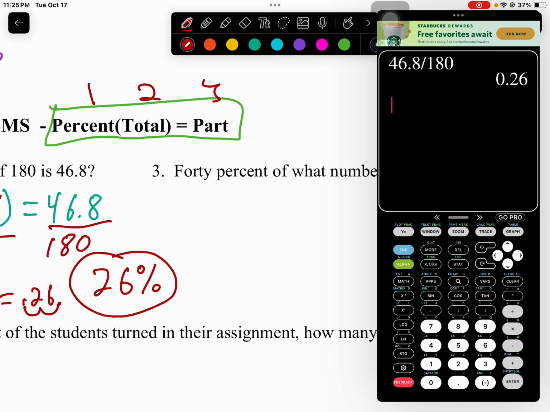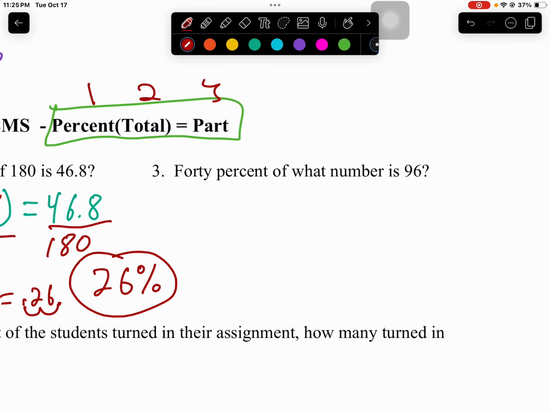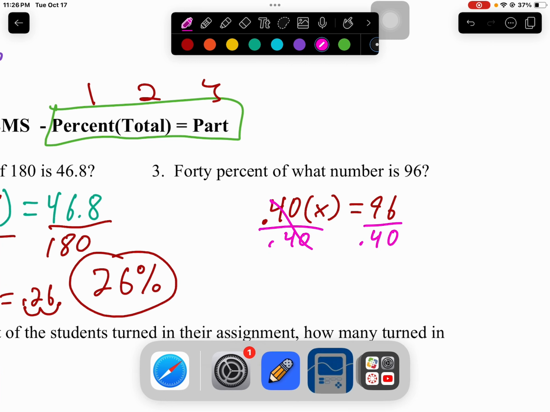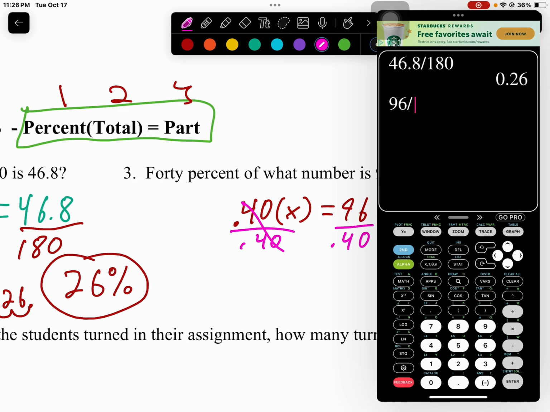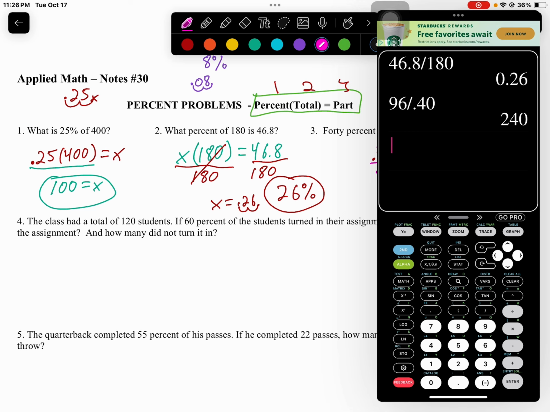Last but not least, 40% of what number is 96? So you got 40%, so I'm going to move the decimal place in front. So 0.40 of what number, x, we have no idea what the total is, 96. Now do the same kind of thing. Your x is over here. I'm going to divide by 0.40. And you should get a bigger number. Let's see, 96 divided by 0.40 is 240. So x equals 240. Okay, that's percentages. Use that formula to your advantage.